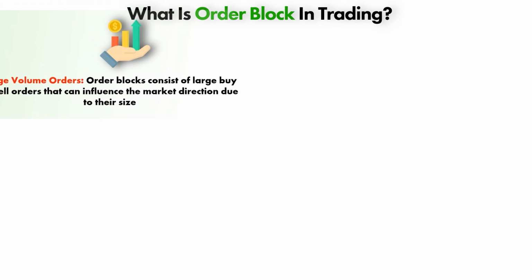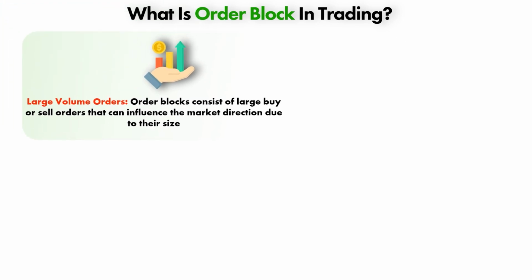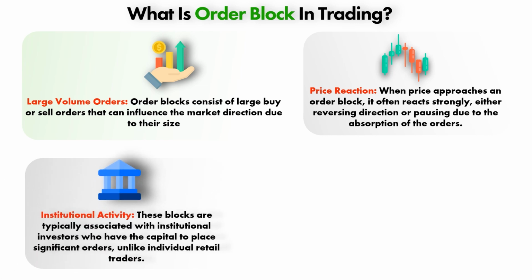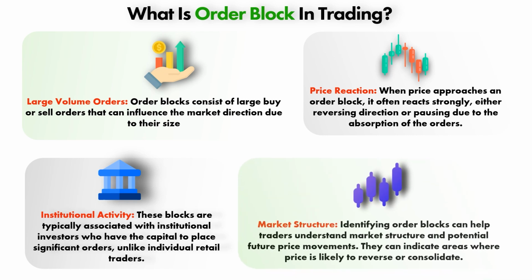Another way to understand order blocks. Large volume orders. Order blocks consist of large buy or sell orders that can influence the market direction due to their size. Price reaction. When price approaches an order block, it often reacts strongly, either reversing direction or pausing due to the absorption of the orders. Institutional activity. These blocks are typically associated with institutional investors who have the capital to place significant orders, unlike individual retail traders. Market structure. Identifying order blocks can help traders understand market structure and potential future price movements. They can indicate areas where price is likely to reverse or consolidate.